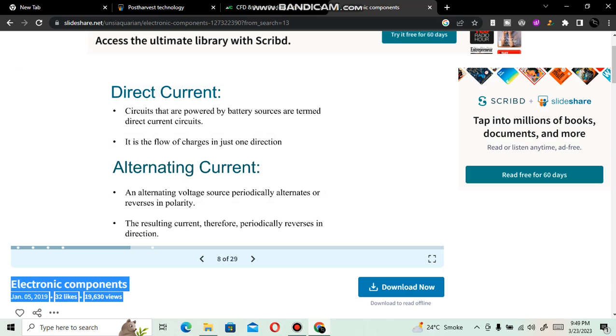Direct current. Circuits that are powered by battery sources are termed direct current circuits, and the flow of charge is in just one direction. Alternating current. Alternating current voltage sources, such as alternators, reverse polarity. The resulting current therefore reverses in direction.